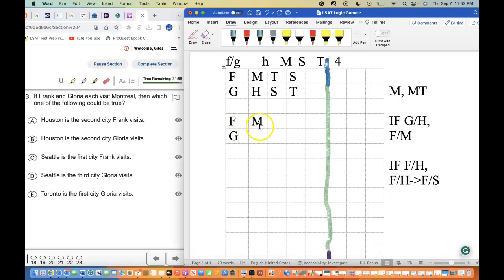So they're going to visit Montreal, and I'm going to go ahead and draw. This was the first question. This is going to be question 3, and I'm going to go ahead and circle this because this isn't going to be able to change. So Montreal, well, that means Toronto's going to be next, and if Gloria visits Houston, then Frank automatically has to visit Seattle. And right now I'm going to put this game piece again over here, and this time I'm going to put M in the middle with T on the other side.